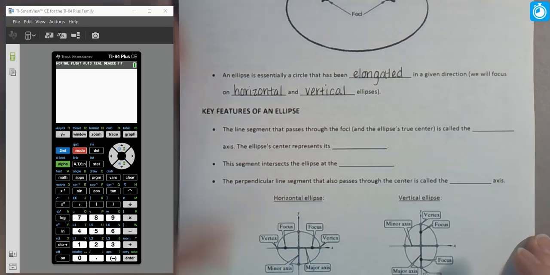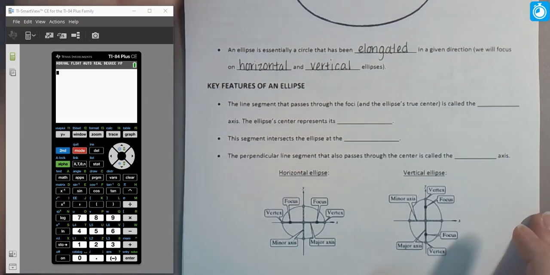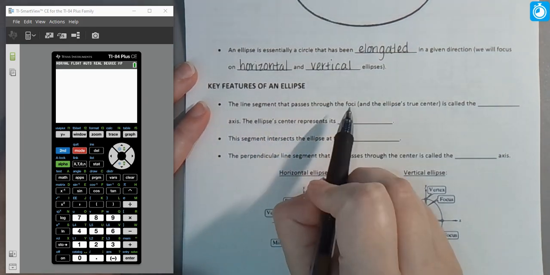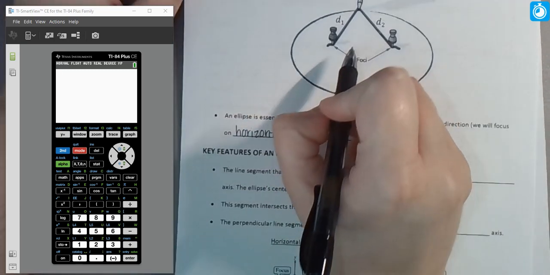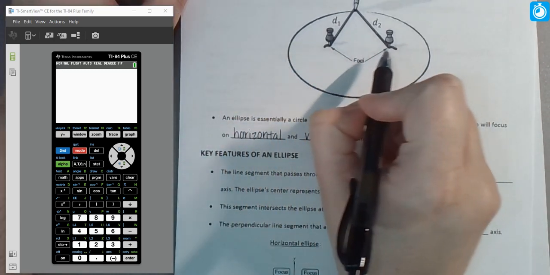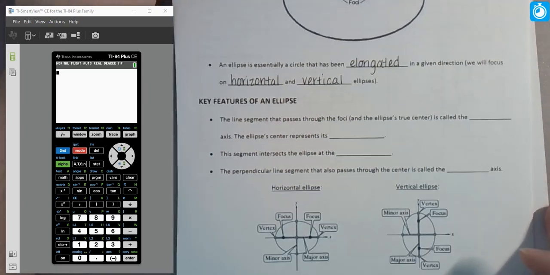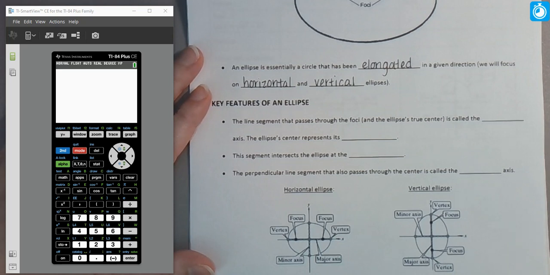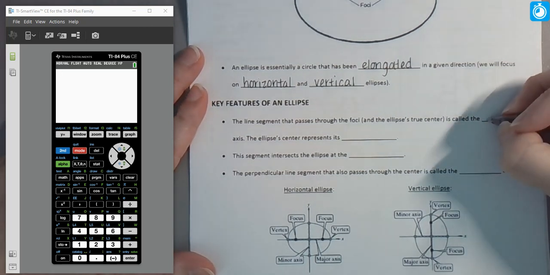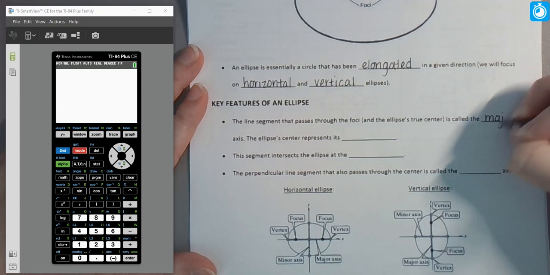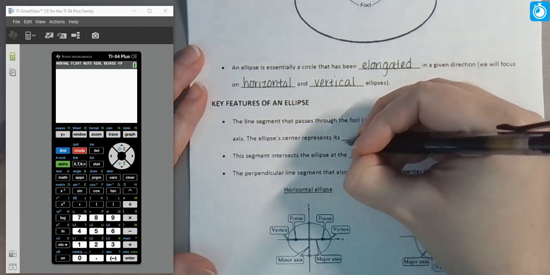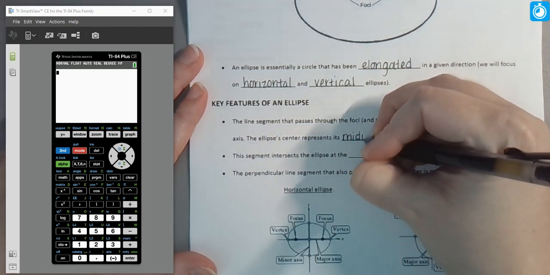Okay, so let's focus on some of the key features, and these are going to be the features we find each time we graph. So we'll look at these algebraically, and then that will translate to our graph. So the line segment that passes through the foci, so imagine drawing a line segment passing through both of those particular points, and the actual center of the ellipse, which is going to be between the foci, is what we call the major axis of the ellipse. And then the ellipse's center represents the midpoint of the major axis.